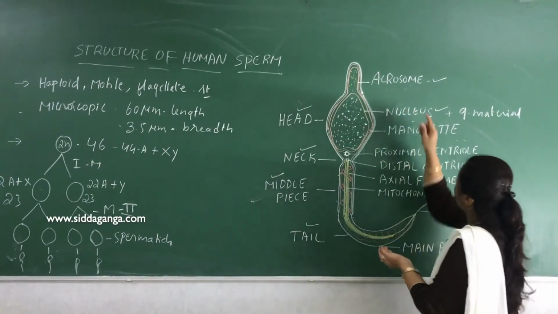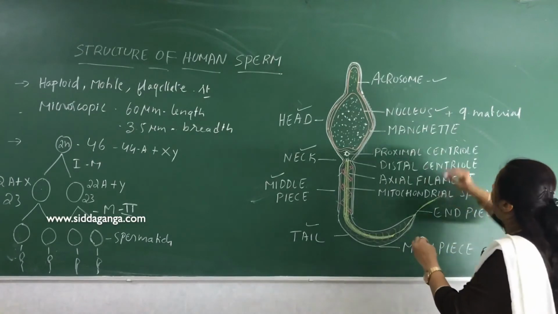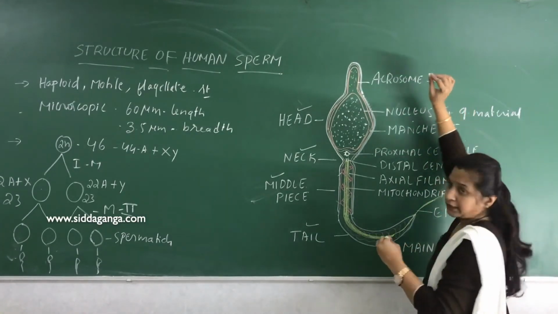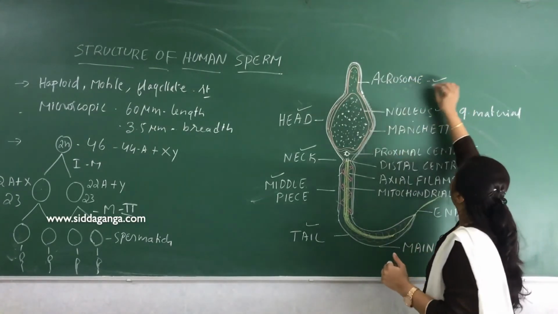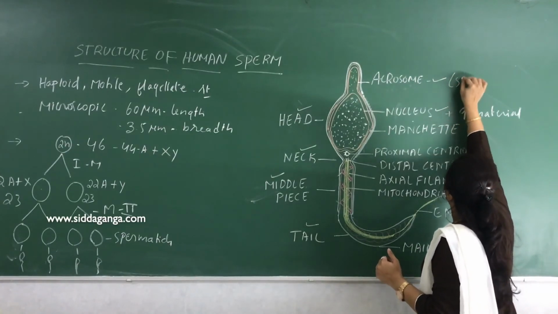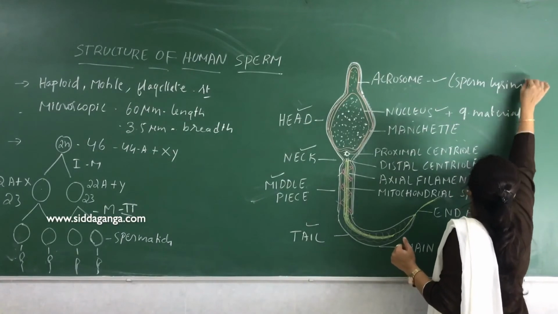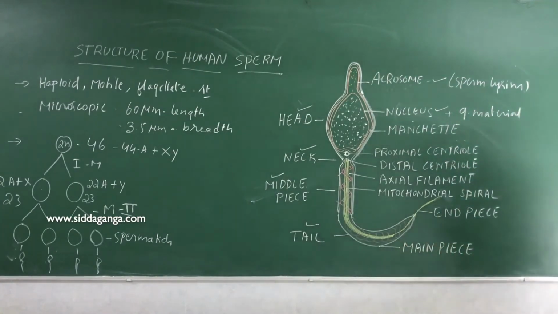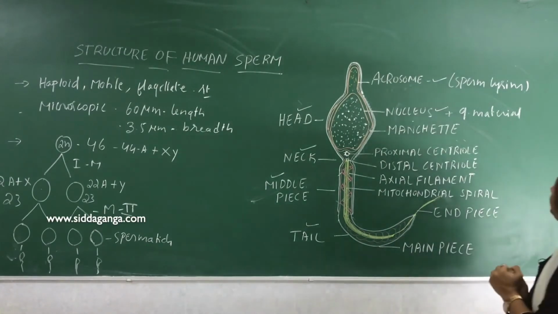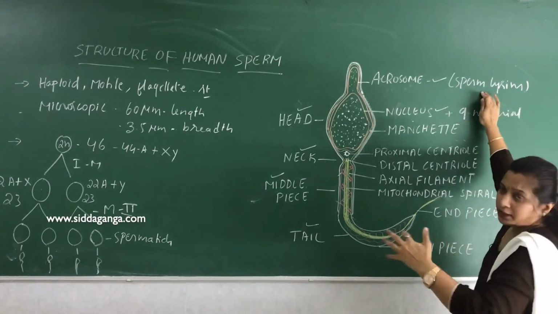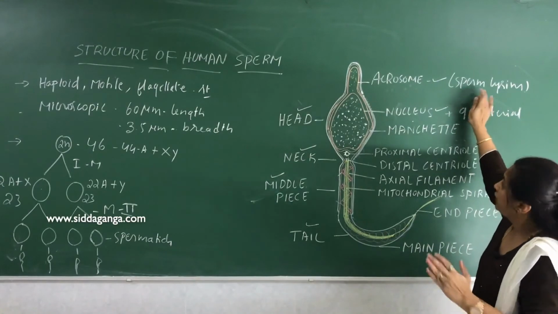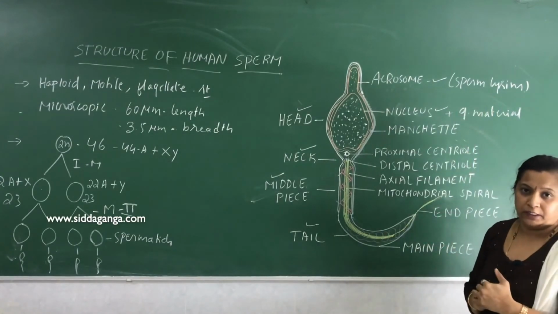Okay, what is the function of this acrosome? So in the acrosome there are certain enzymes present. Those enzymes are collectively called as what? Sperm lysins. See, what is the function of sperm lysin? They are helpful at the time of fertilization.